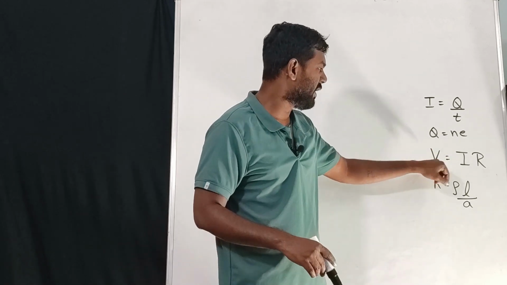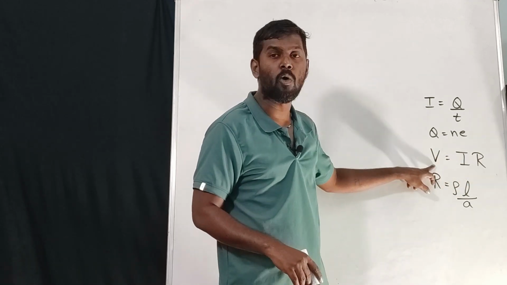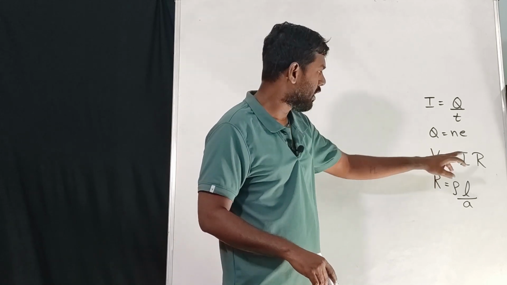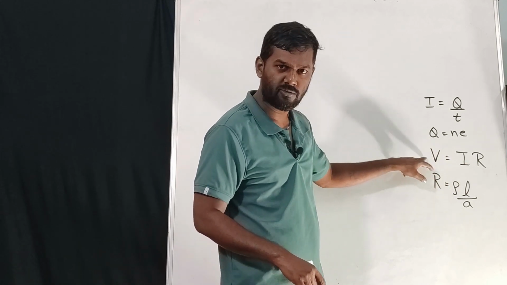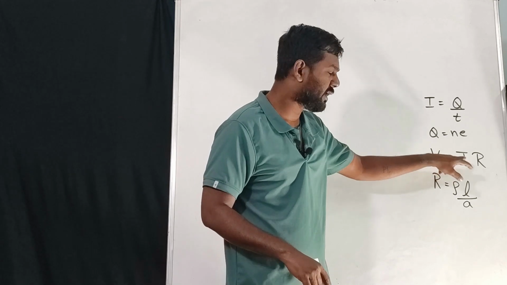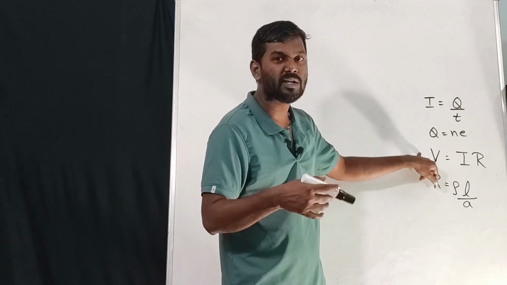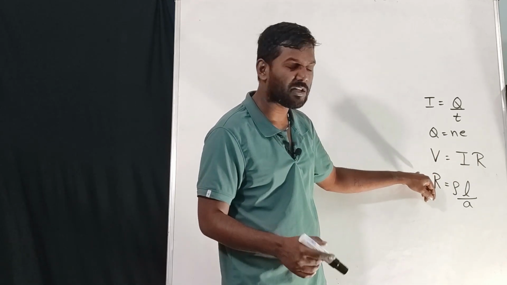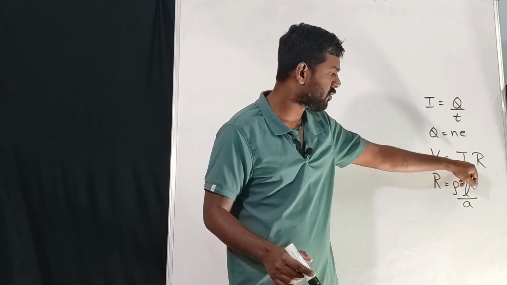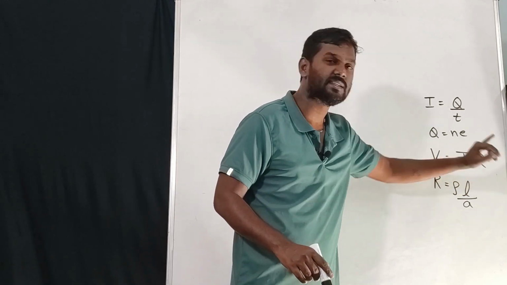Next, V is equal to I into R. This is because of Ohm's law. Ohm's law states that current is directly proportional to potential difference, correct? So V is equal to I into R. V is nothing but potential difference, and potential difference is nothing but voltage. Voltage is equal to current into resistance.